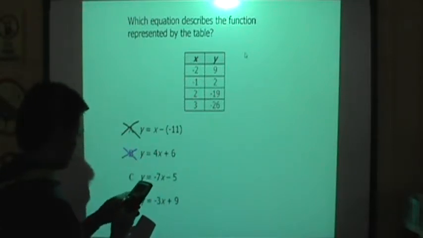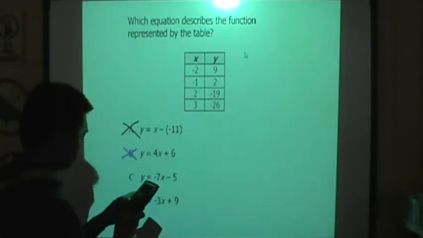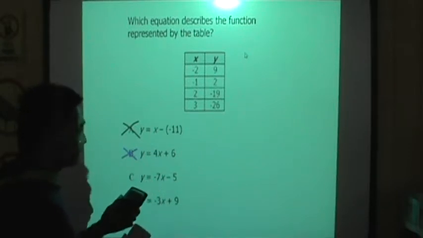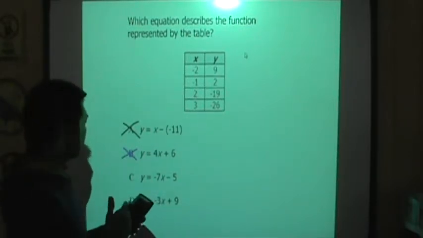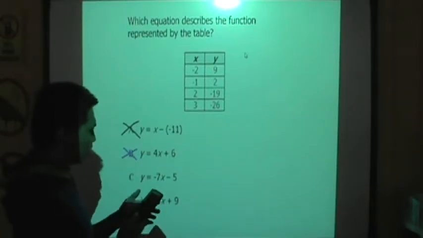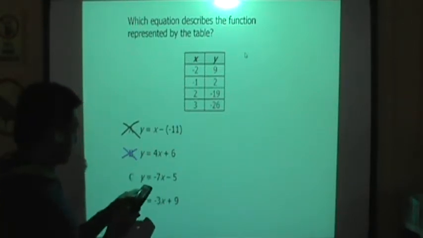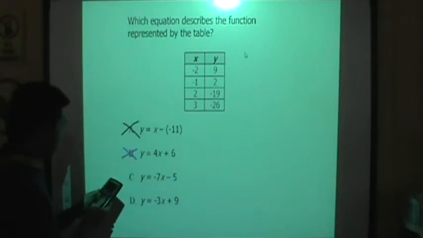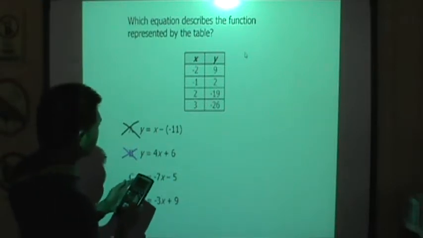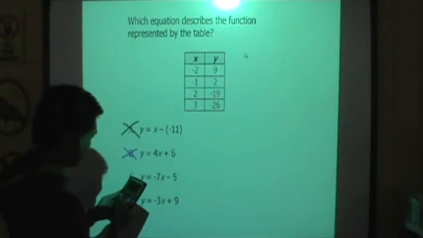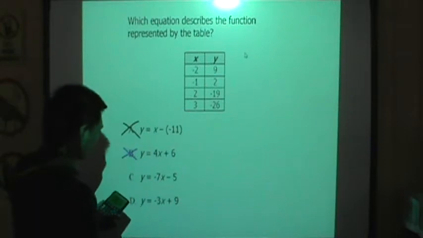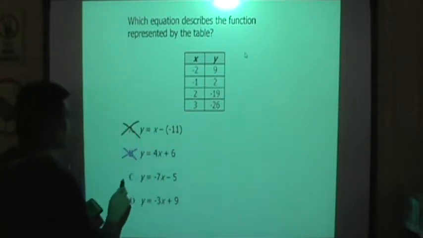-7x minus 5. I hope you have a calculator there. You can use the calculator on your computer and figure this out also. Try this. Second, and then graph: -2, 9, and then -1, 2, and then for +2, I have 19 also, and then for +3, I've got -26. So here we go. This is the final answer.